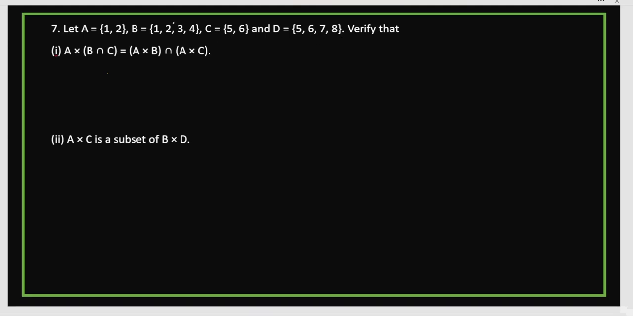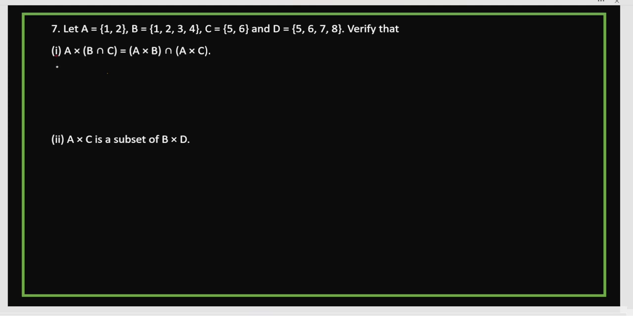You can observe this. A and B have two common elements, and C and D have two common elements. Just for your notice, I am giving this. Verify that A cross (B intersection C) equals (A cross B) intersection (A cross C).